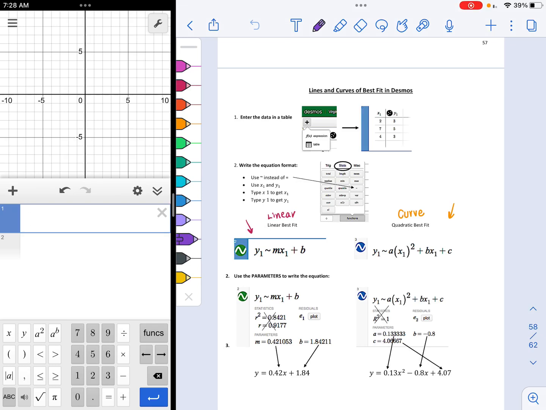Hi guys, so today we are going to be talking about line and curve of best fit. This is something we did not talk about back when we did quadratics, so we're going to talk about it today. Basically, we are going to input data into a table and have Desmos do the hard work for us and tell us what's called the line of best fit. In other words, it's going to calculate the equation of the line for you.